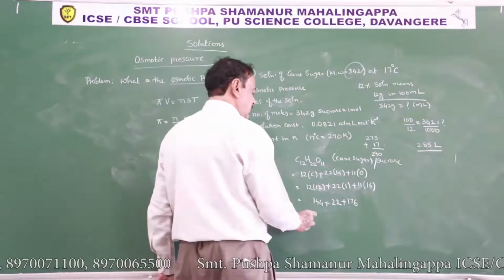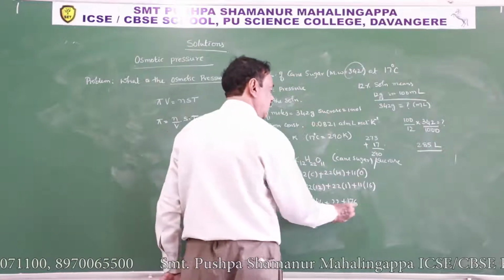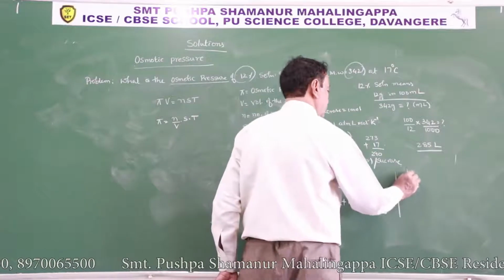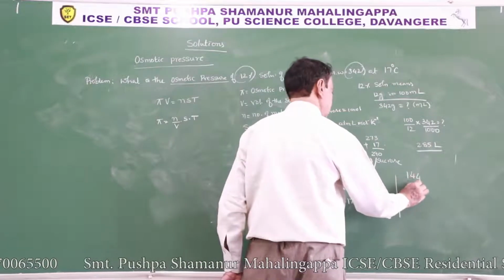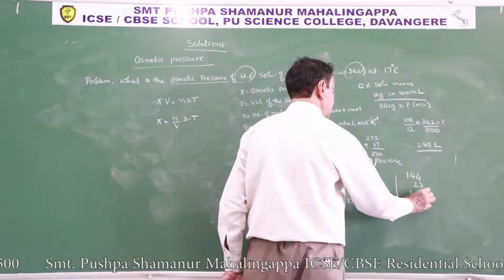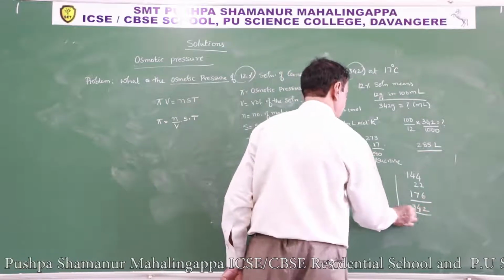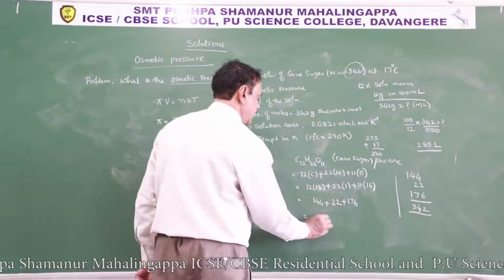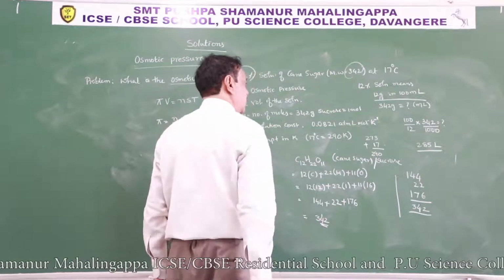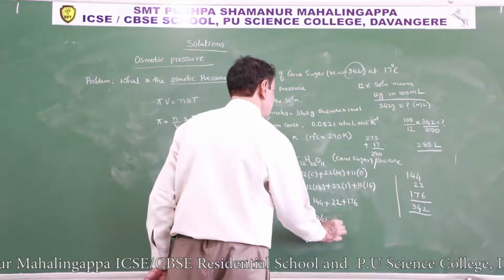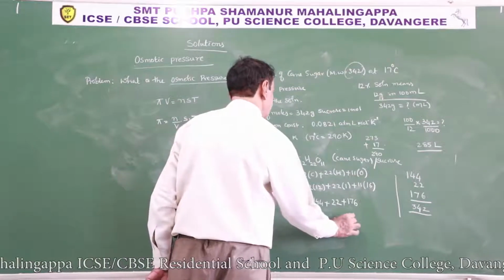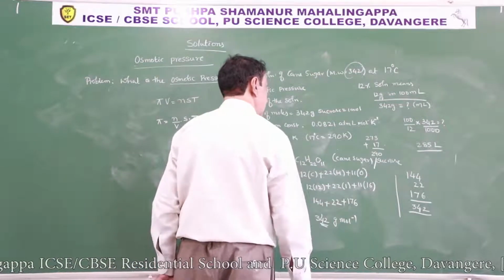Then after the addition of all this, that gives 144 plus 22 plus 176. That is 342 addition. That gives 342. This corresponds to gram molecular mass, that is gram per mole.